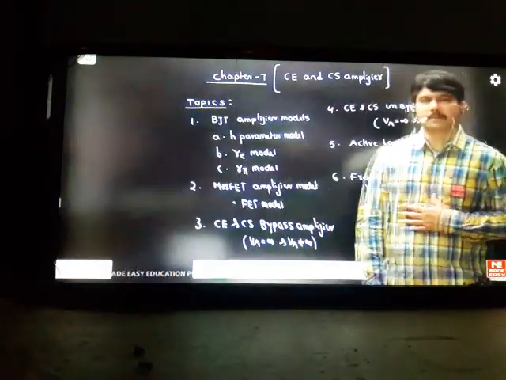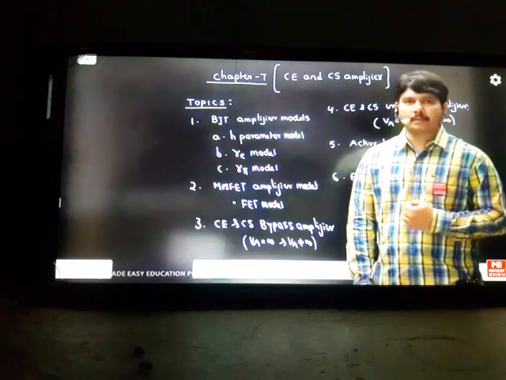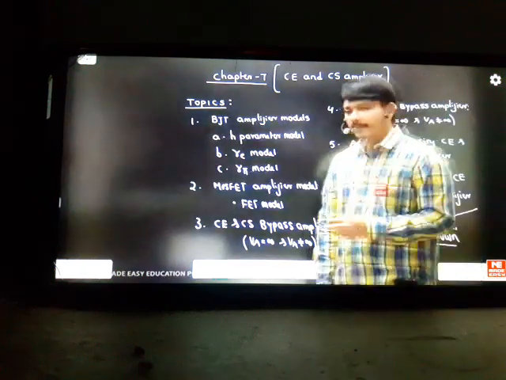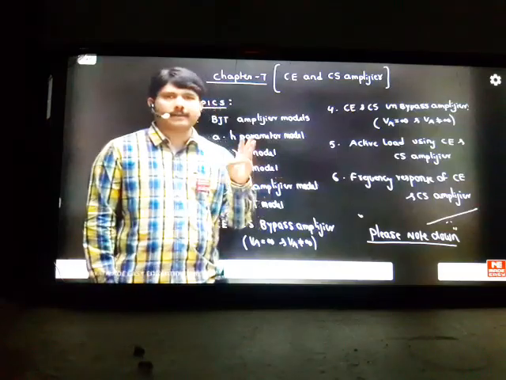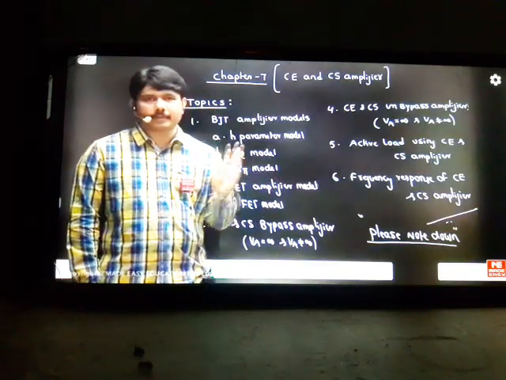Today in class, we're going to start chapter number 7. Previously we covered up to chapter number 6, called MOSFET DC analysis, and BJT DC analysis is completed up to chapter number 6. I divided the amplifiers into 3 chapters: chapter number 7, chapter number 8, and chapter number 9. It may take today, tomorrow, and the day after tomorrow. These amplifiers will be completed.